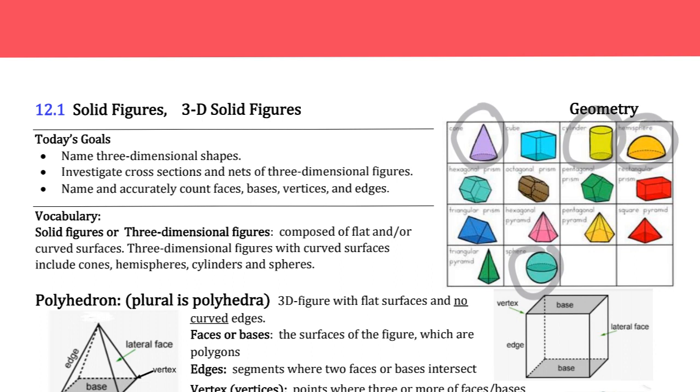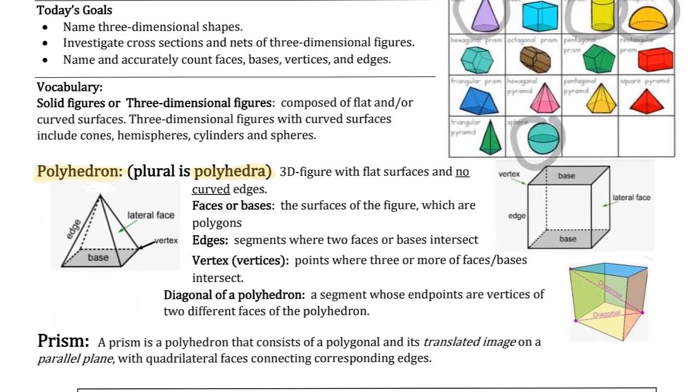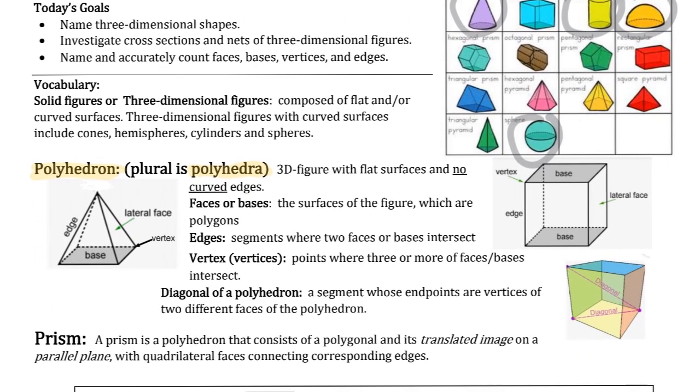And the ones that we're going to focus on today are the ones that don't have curved sides. We're going to be focusing on something called a polyhedron. A polyhedron is a 3D shape that doesn't have any curved sides. And the plural of polyhedron is polyhedra. Let's look at some of the vocabulary that goes along with those figures.